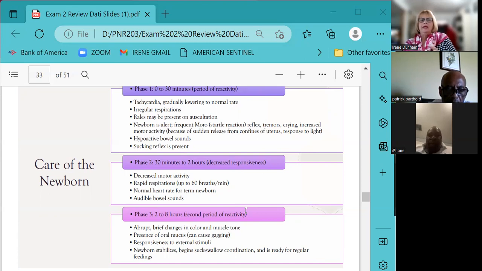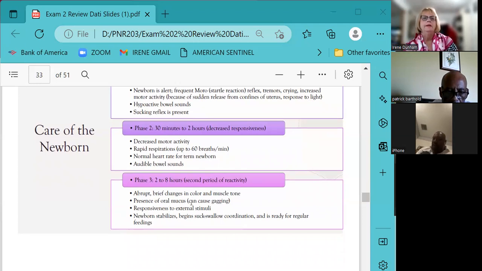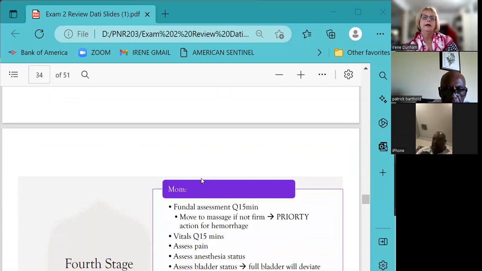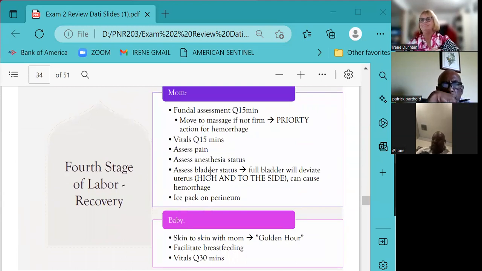And then phase 3: hi, mom, hi, dad. He's responsive again to external stimuli, to his mom and dad. He begins to suck and swallow, which is a nice thing, and he can maybe breastfeed. You want to make sure he's not gagging, and if he needs to be suctioned out, you suction him out with the bubble syringe. Those are the different phases. It works out very nicely. So let's now go into the 4th stage of labor.